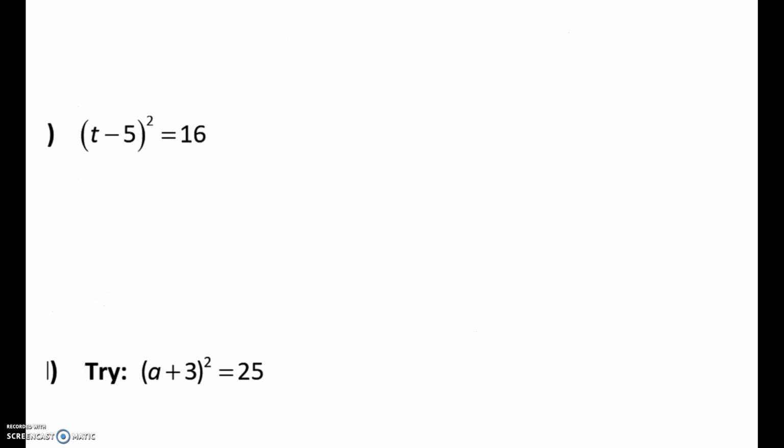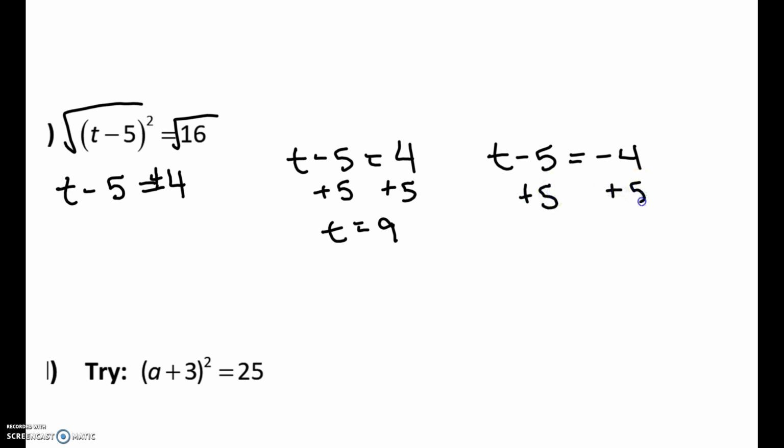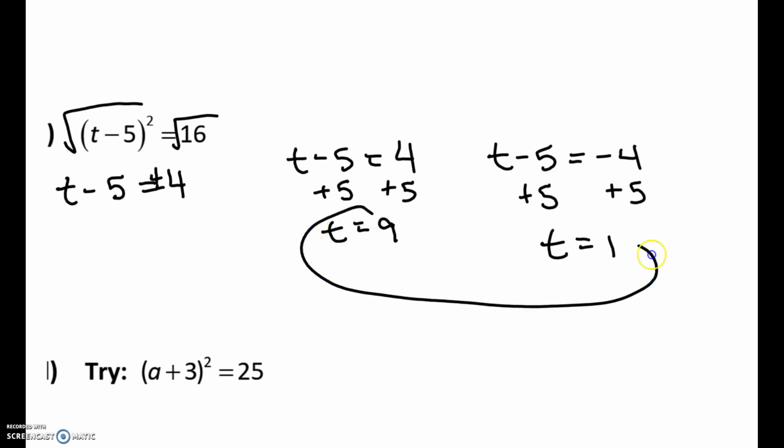C gives me (t - 5) squared is equal to 16. To solve this, I take the square root of both sides. So now I get t - 5 is equal to plus or minus 4. So I have to solve this twice: for t - 5 equals 4, and for t - 5 equal to negative 4. I add 5 to this one to get t is 9. And when I add 5 over here, I get that t is 1. So t could be both of these answers.